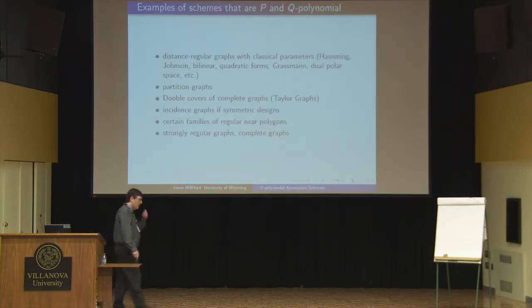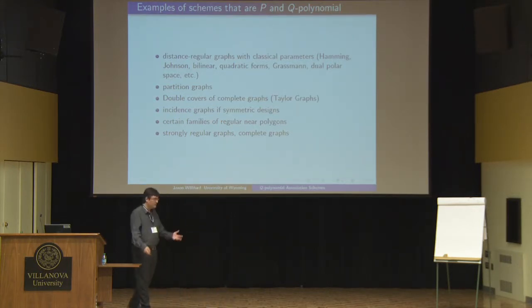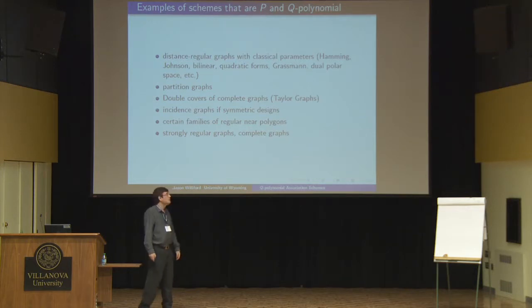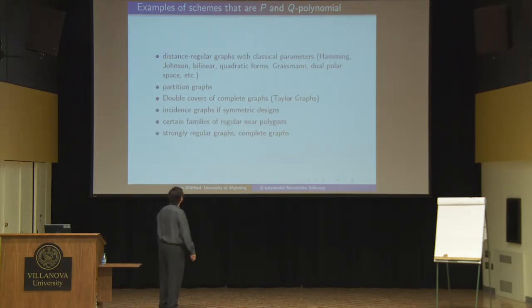Okay, so now what I wanted to do was basically talk about examples of these schemes, because the problem I'm really interested in is finding more of these. And talk about the examples where there's been recent activity of some sort. So first of all, I've ignored in way too many talks the distance regular graphs that are Q polynomial. So I did want to mention them here.